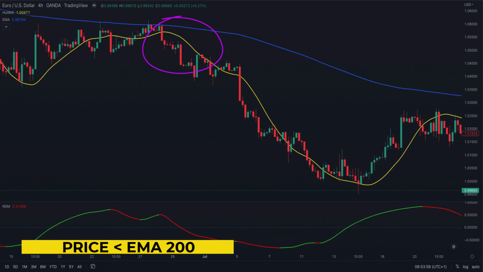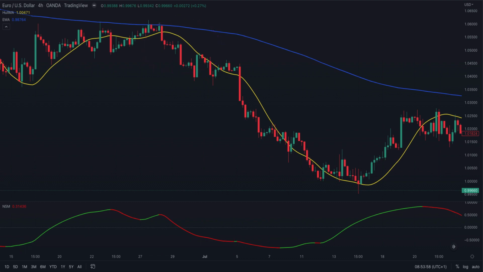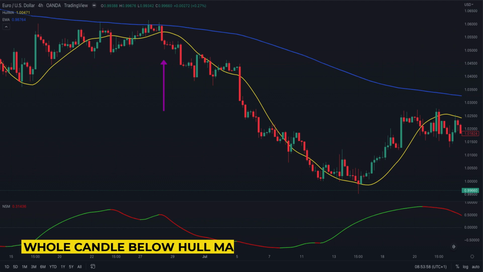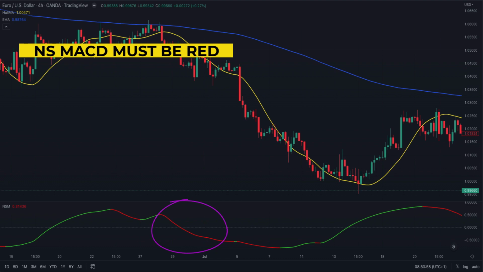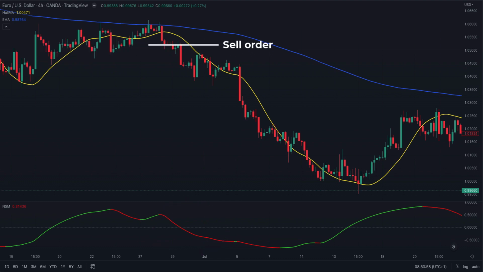First, price must be below the 200 period exponential moving average. Second, we wait for a whole candle, at least open and close, below the Hull moving average. Third, the slope of the Hull moving average must be negative. Fourth, the normalized smooth MACD must be red. Finally, we place a sell order at the close of the candle.